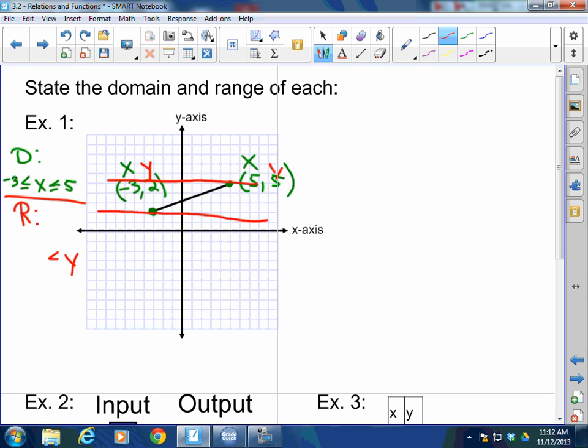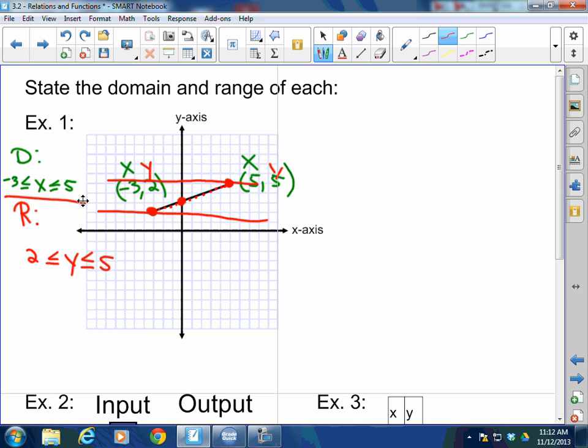Fantastic. Y is greater than or equal to 2, but less than or equal to 5. Why, Mr. Morrow? Check it out. Is there a point on this graph where y is 3? I mean, where y is 2? Yeah. Here, where y is 3, isn't there a value on the graph as well? How about when y is 5? Isn't there a value here on the graph as well?